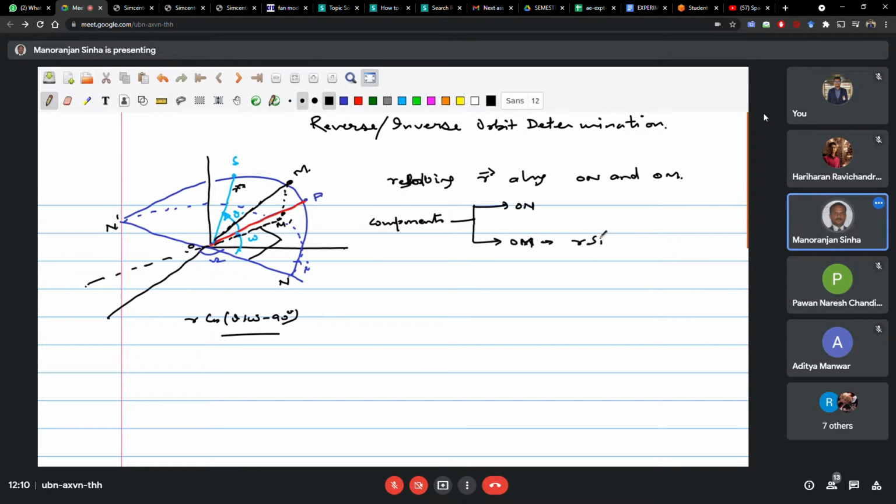R sin(theta plus omega). And along the OM direction we will have R cos(theta plus omega). And this is the initial x, y, and z direction.